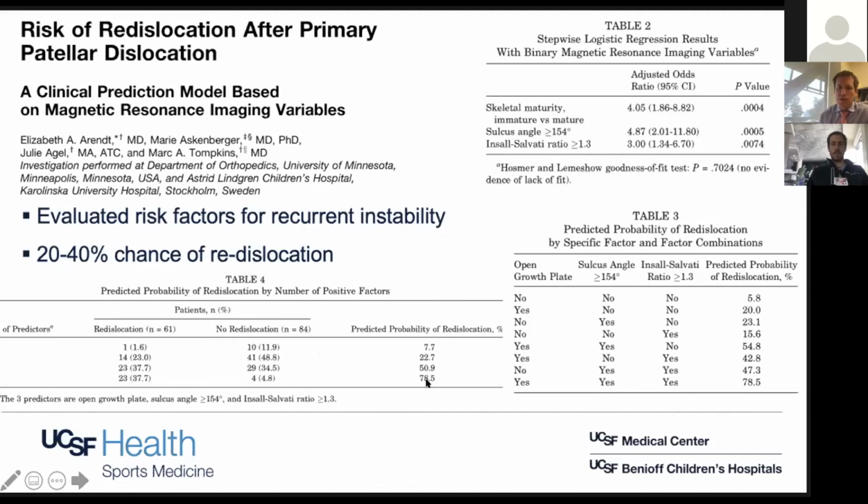So you can really use these types of measures to counsel patients on their likelihood of further instability episodes. Somebody who's skeletally immature with trochlear dysplasia and patella alta is looking at about an 80% chance of recurrent instability, whereas someone skeletally mature with a normal trochlea and no alta is almost certainly going to have just a one-time event. Does that make sense to everybody?